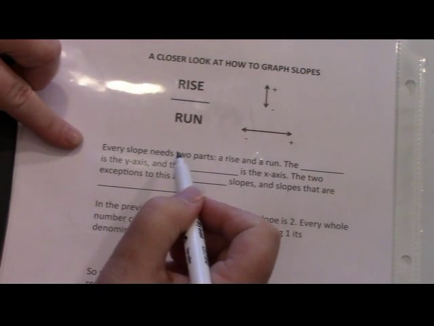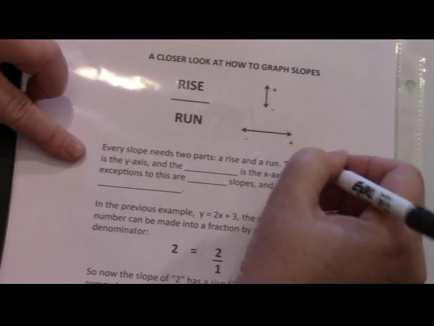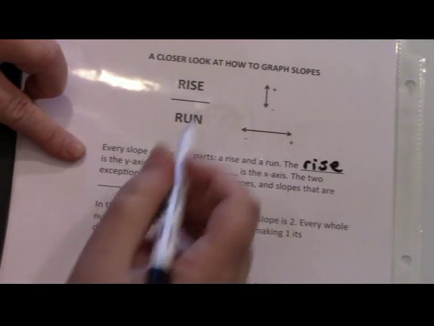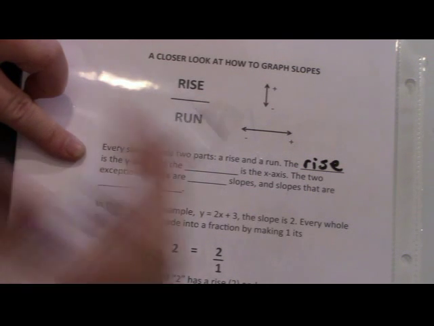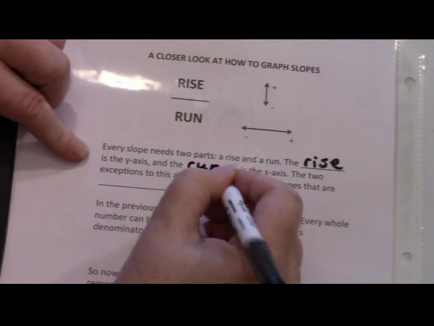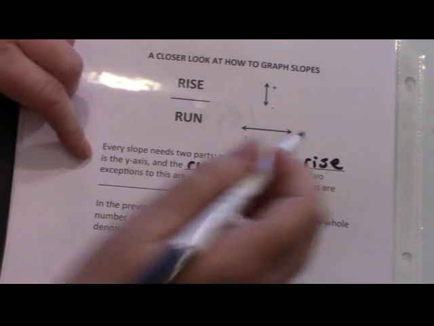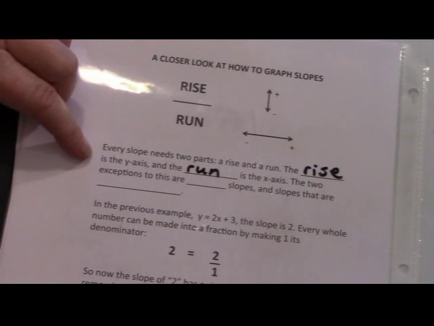So every slope needs 2 parts, a rise and a run. The rise is the y-axis. Rise, air is rising or something is sinking. The run is the x-axis. Think about if you're running on a surface, it's easiest to run. You're going horizontal. You're not going to run straight up vertically. And again, positives to the right, negatives to the left.